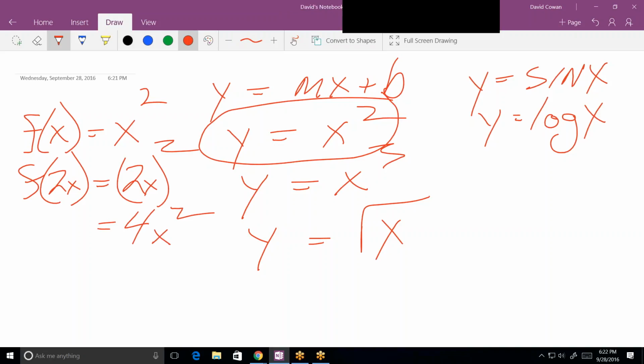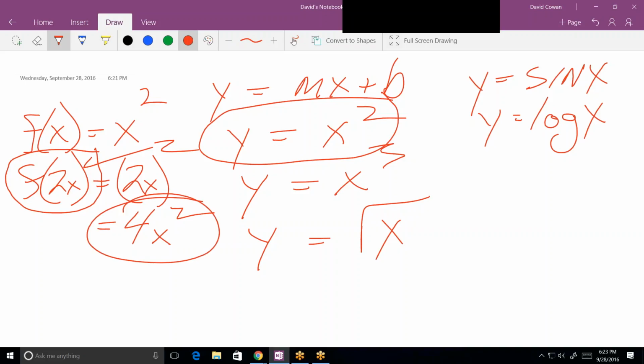But all I have to do is look at that and know that I have a horizontal shrink by a factor of 2 of my parent function. So if I know what my parent function looks like, the elementary function, then it's pretty easy to graph this without actually doing the algebra. In other words, just shrink it by a factor of 2 and you've got the graph.